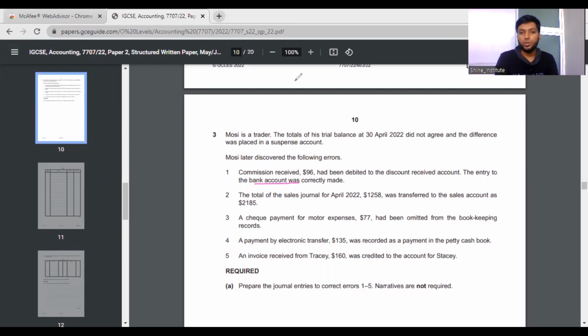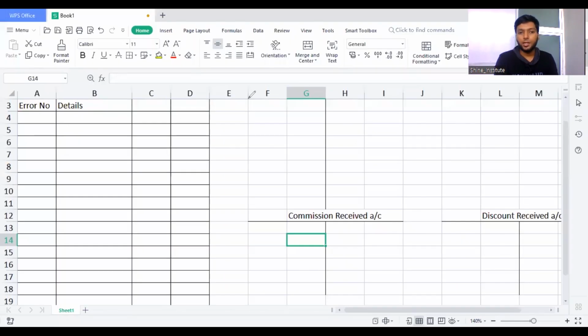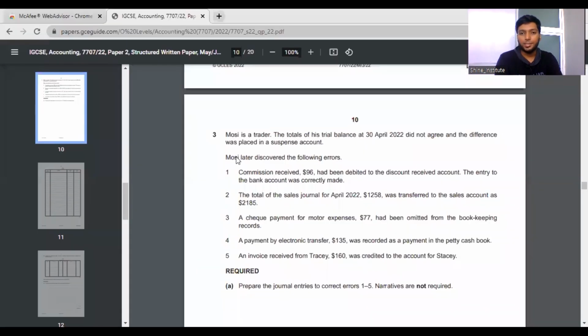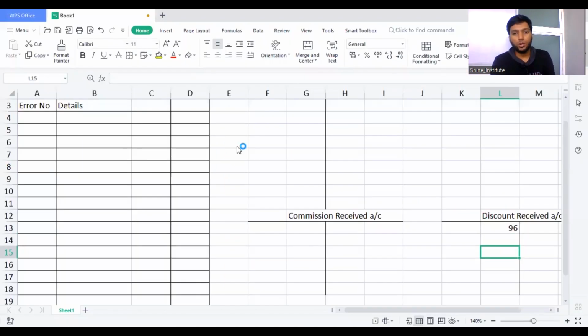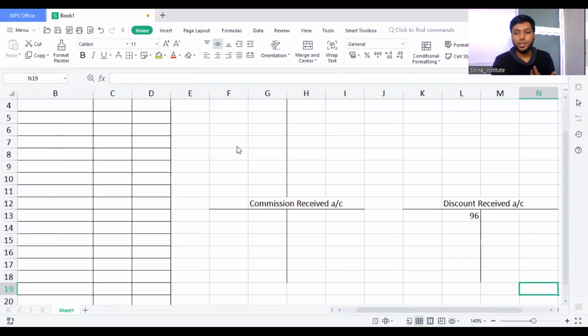When they have done that, you need to be very careful because commission received account is a credit entry, but instead of credit, they have put it on discount received account debit. What's the amount they have already recorded? 96. So I'm going to take 96 under discount received. Always do the wrong entry first, and then it's very easy to correct the right one.